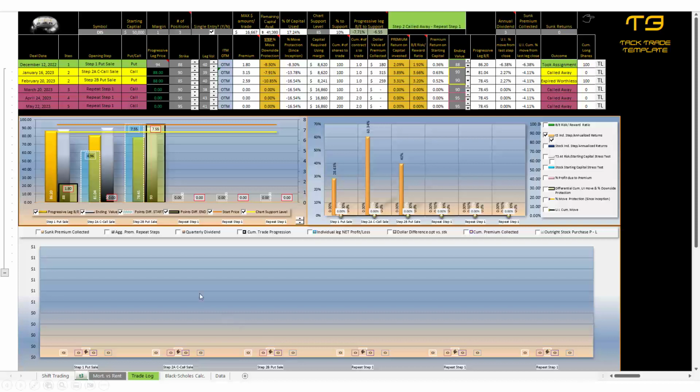Let's now add the points differential end, meaning on the day the option expires at the end of step 2, how did we fare with regards to our break-even? How close are we? How far away are we from our break-even? And how did it differ from where we started 30 days earlier?